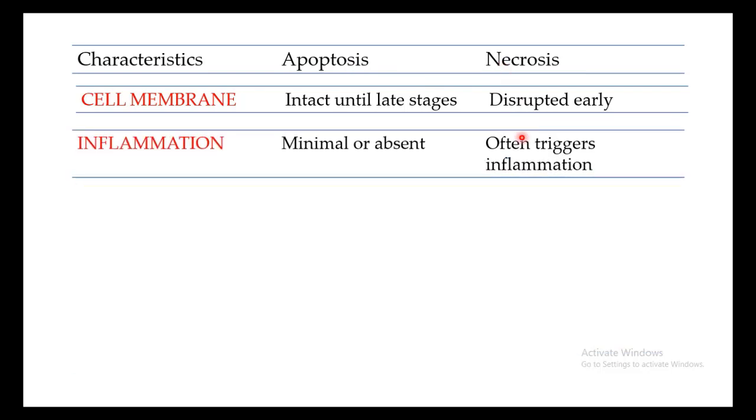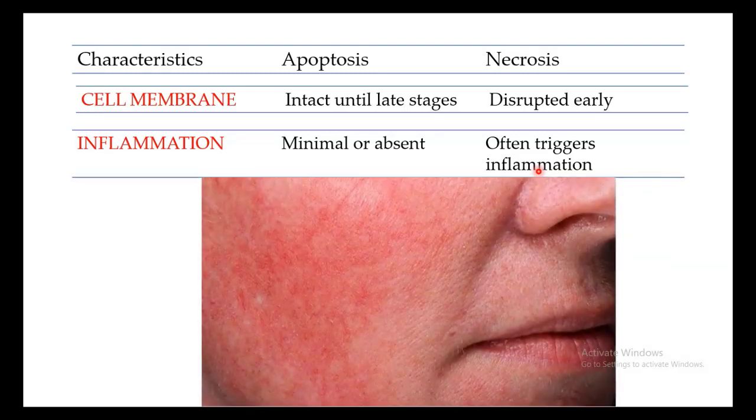Another important difference between the two is that in apoptosis, you do not see inflammation, that is minimal or absent, but in the process of necrosis, it often triggers inflammation. So if I define inflammation in simple terms, this is the body's immune response to pathogens, to irritation or any kind of tissue damage. So if you look at this particular image, this is showing you the inflammation, and the major symptoms of inflammation include the redness, the heat, the pain, and the swelling.